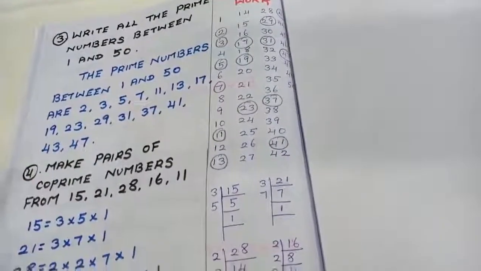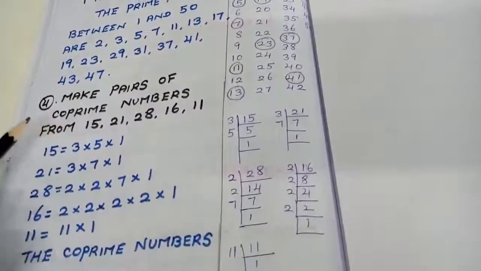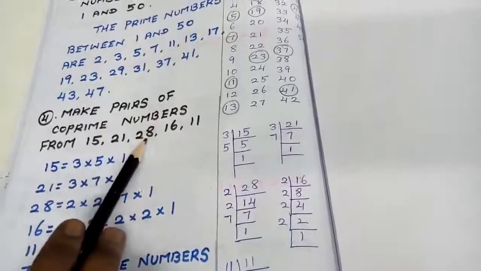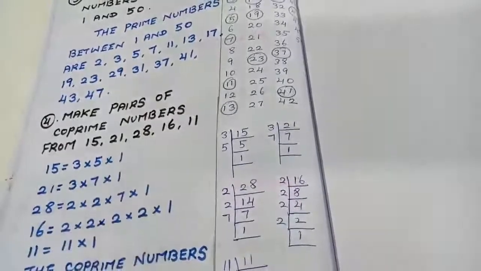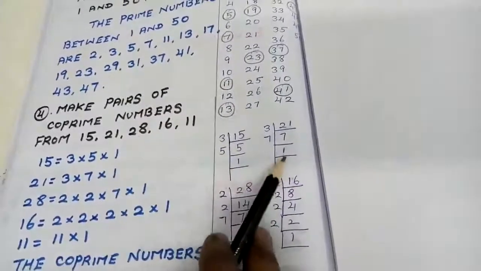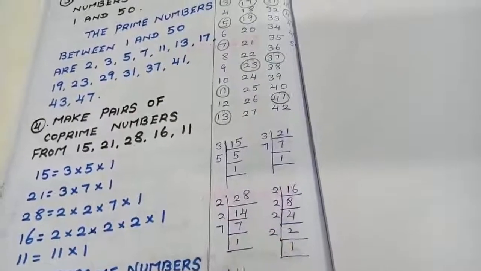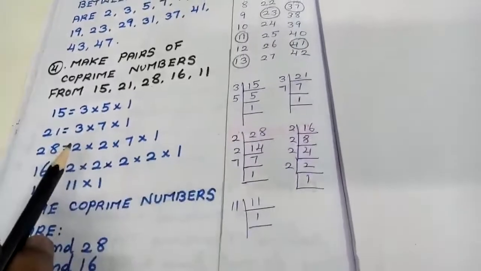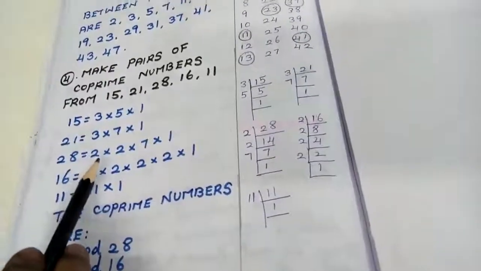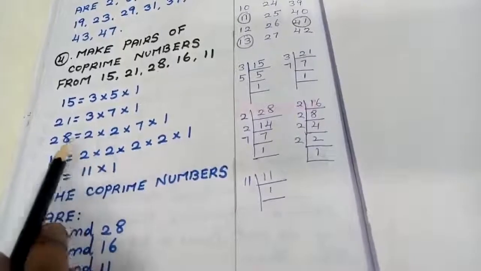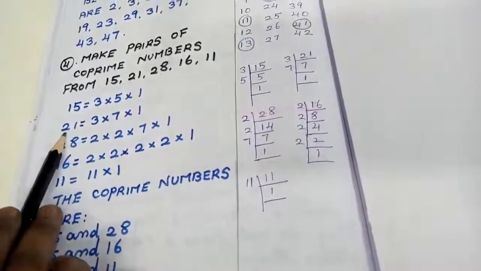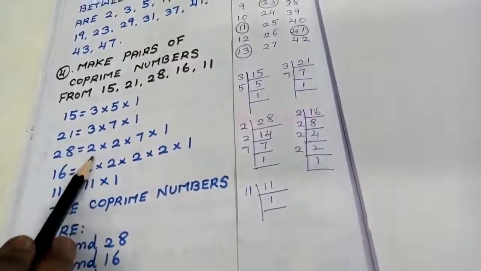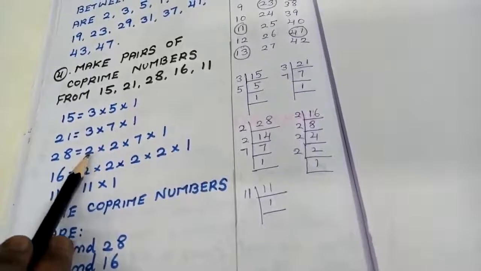The next one is, they are asking you to find the co-prime pairs, that is, make a pair of co-prime numbers from 15, 21, 28, 16 and 11. I am going to take 15, 21, 28, 16 and 11. I am going to find the factors. What I am doing here is, I am splitting the numbers as much as possible. You are going to split the numbers in the form of factors. Even this 21 can be written as 7, 28. 7 4s are 28 is also correct, but that 4 is also split as 2 into 2.